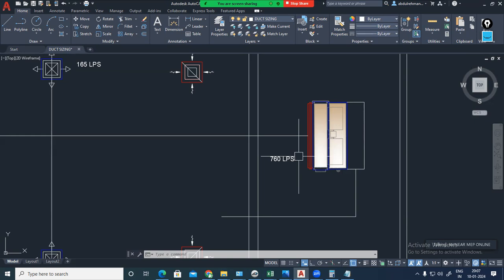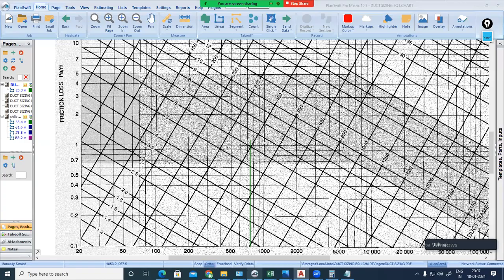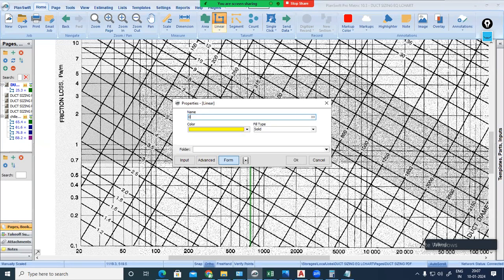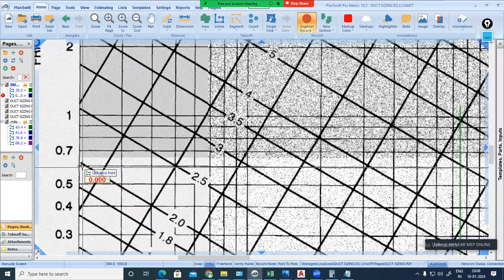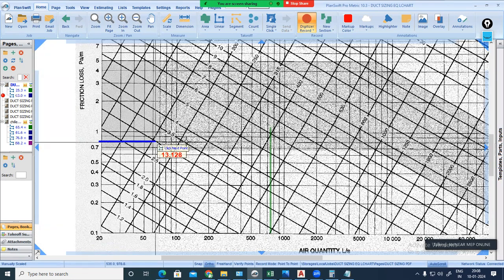So let me try for 0.8. If it works at 0.8, I'll go for 0.8. Otherwise, I'll decrease to less than 0.8. Let me select 0.8 Pascal per meter as an average, where the range is 0.3, 0.4, 0.5, 0.6, 0.7, 0.8 Pascal per meter. Correct. This way.